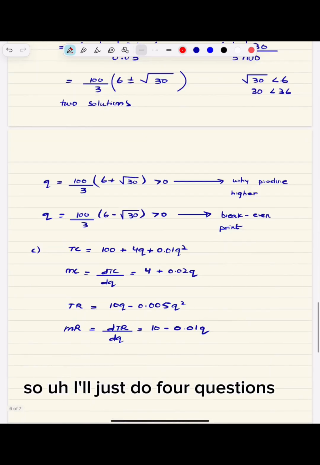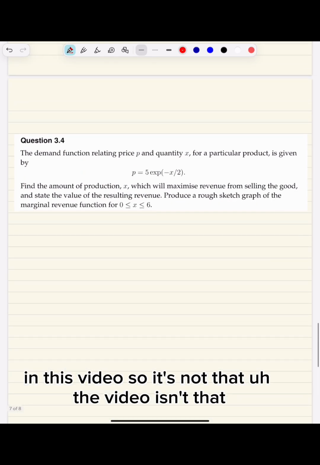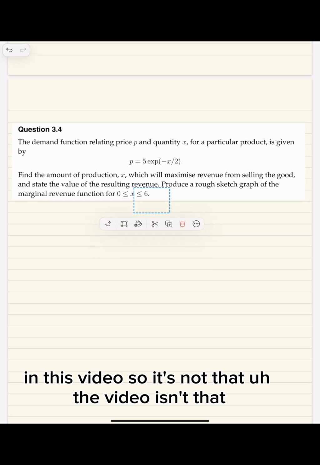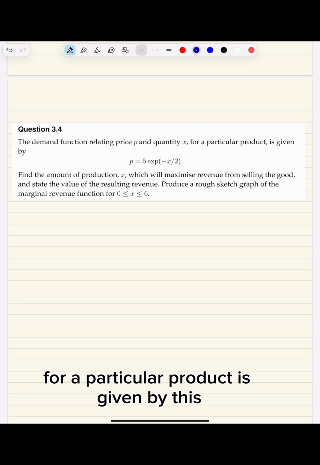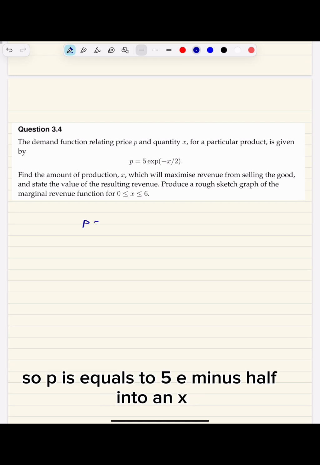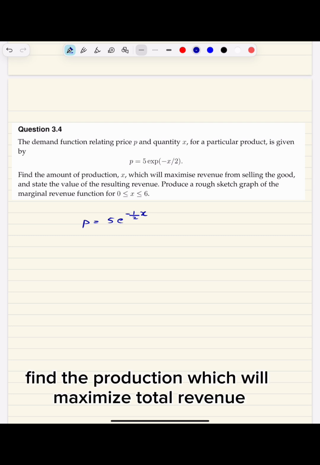Okay, so I'll just do 4 questions in this video, so the video isn't that long. The demand function relating price and quantity for a particular product is given by this. So P is equal to 5e to the power of minus half into x, minus x by 2 being minus half multiplied by x. Find the production which will maximize total revenue.